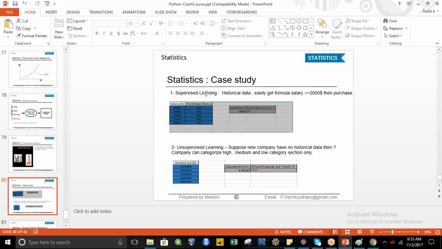So when we have historical data and labeled data, then we go for supervised learning. When we have no historical data, only the requirement, we can easily categorize the data, but we can't label it. That time we go for unsupervised learning. We will see more case studies on these things in future.